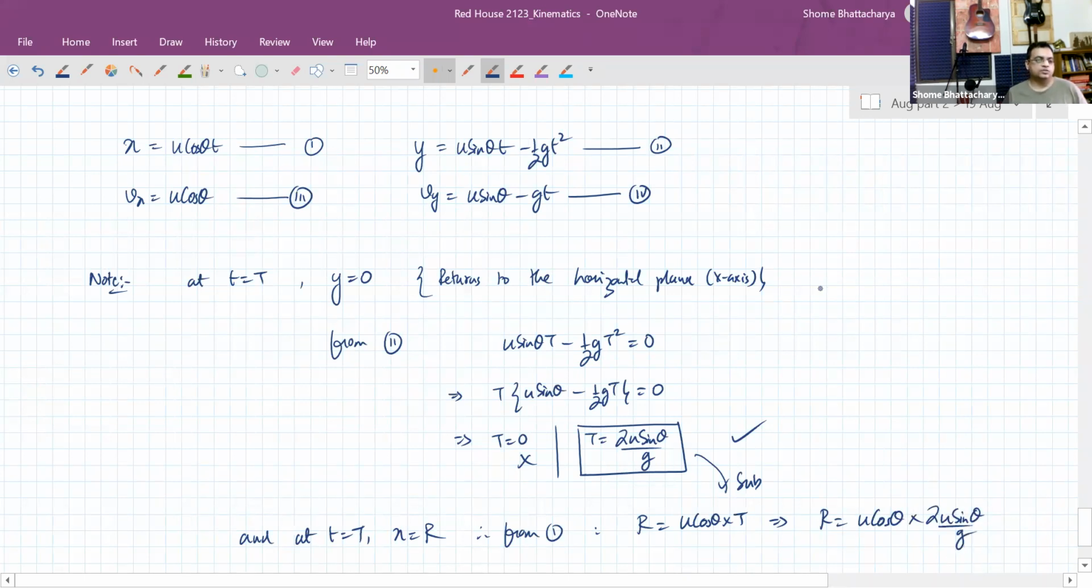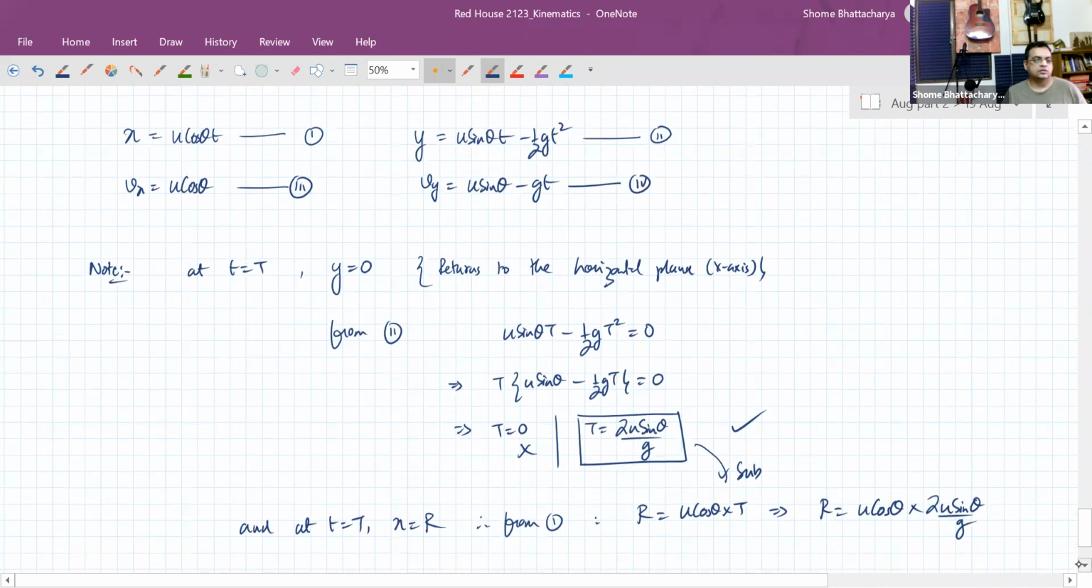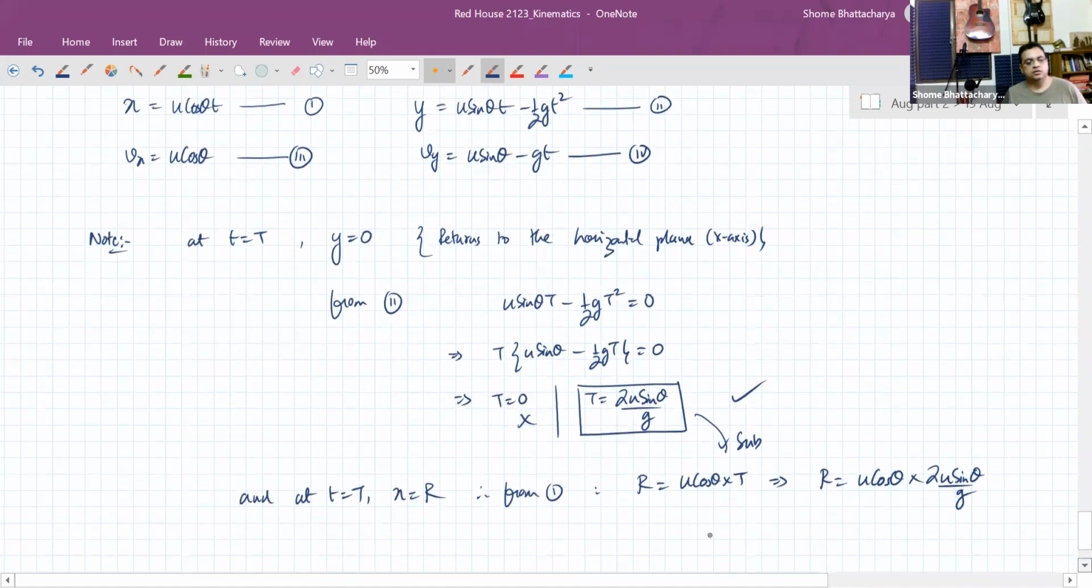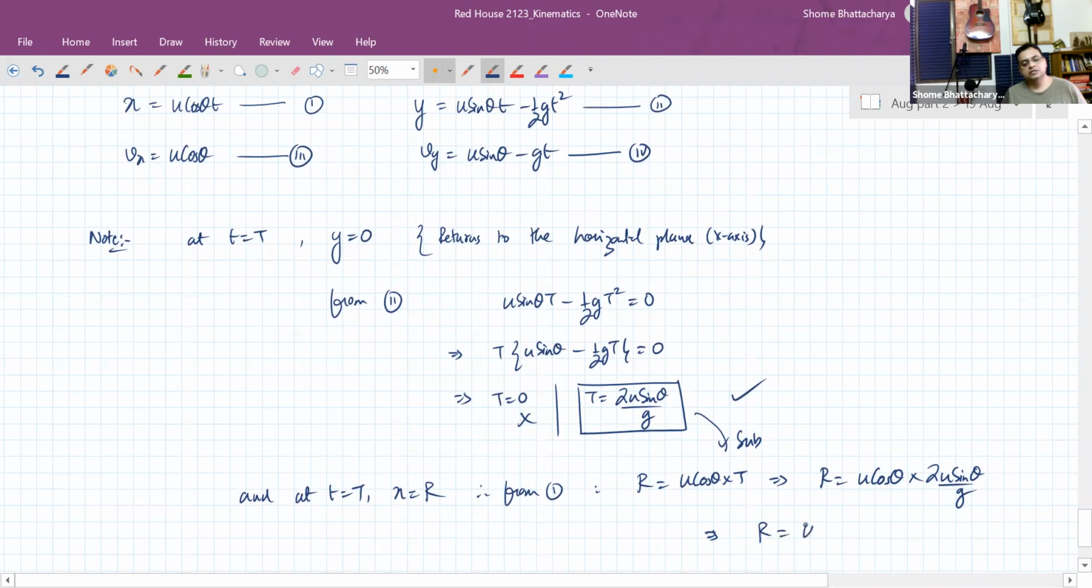And we'll solve this one step further, and we'll get the formula that the range is u square sine 2 theta divided by g. This formula becomes the formula for the range.